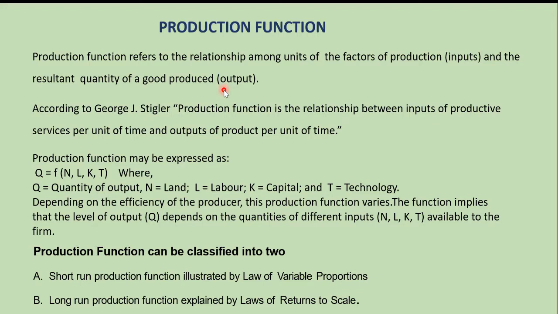What are inputs? The factors of production are only called as input. Land, labor, capital, organization. What are the outputs? So based on the inputs, you get outputs. Suppose if it is a car manufacturing industry, the parts required for the manufacturing of car only is called as input. It may be iron and steel, it may be rubber, all these things are called as inputs. And the output is car.